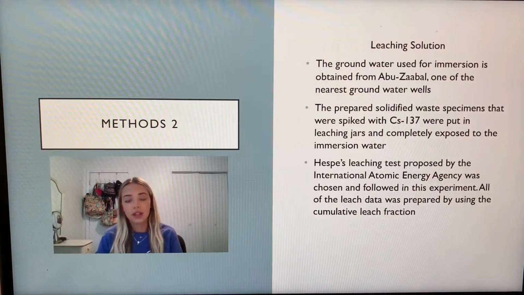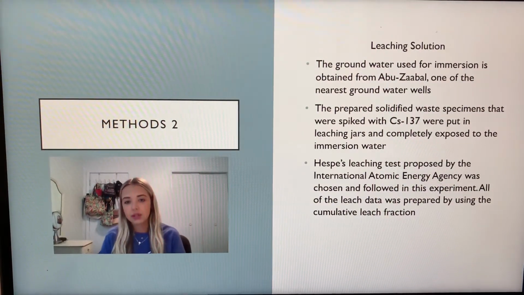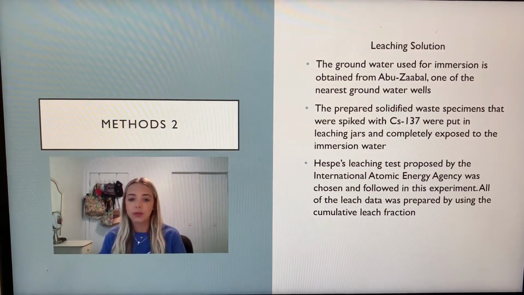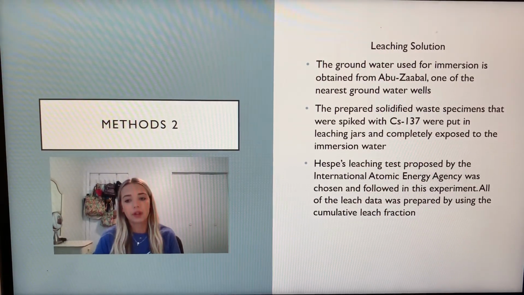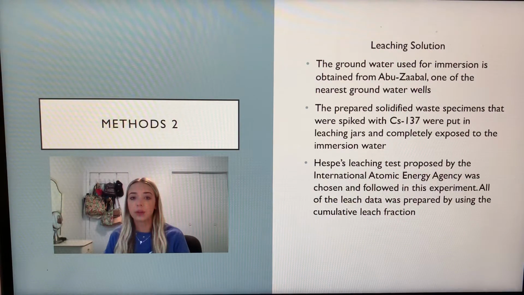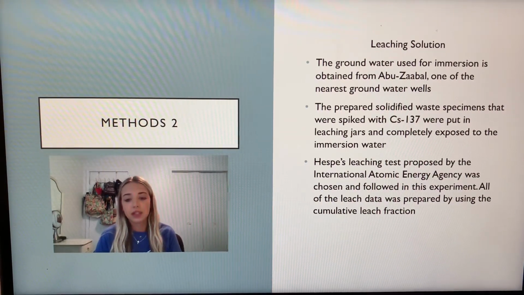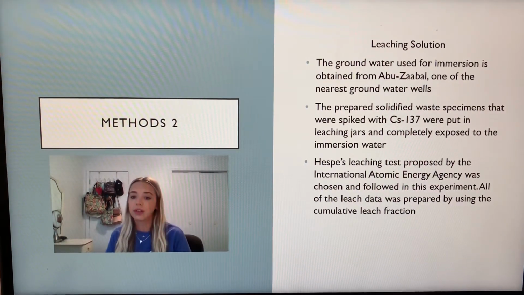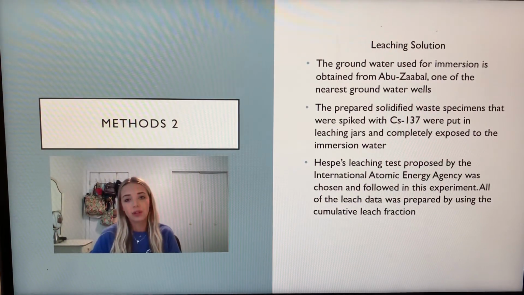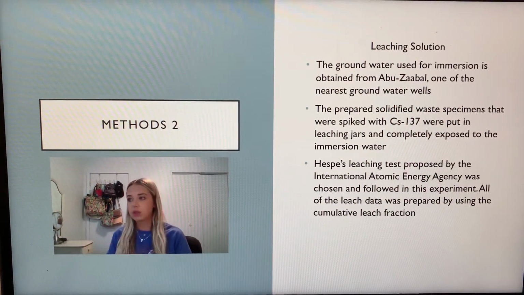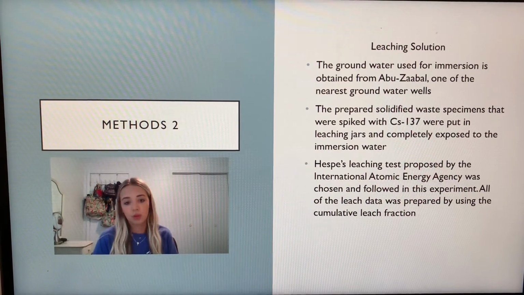The second method that they had used was the leaching solution. The groundwater used for immersion is obtained from the Abu Zabal, one of the nearest groundwater wells. The prepared solidified waste specimens that were spiked with CS-137 were put in leaching jars and completely exposed. The whole jar was exposed to the same amount of immersion water.